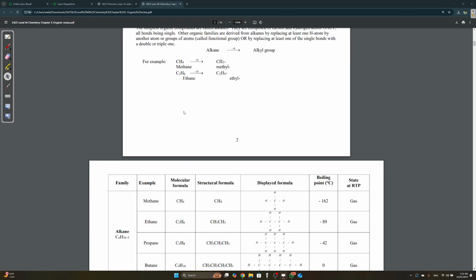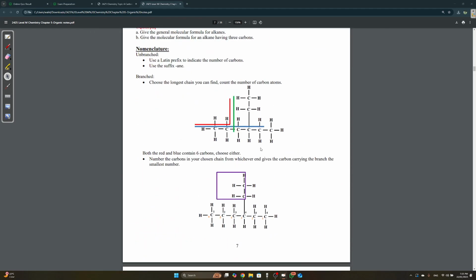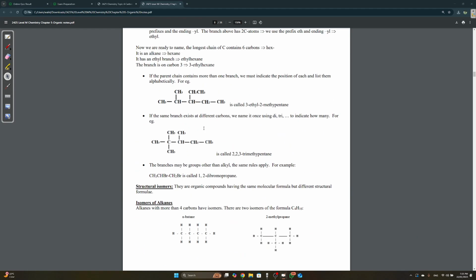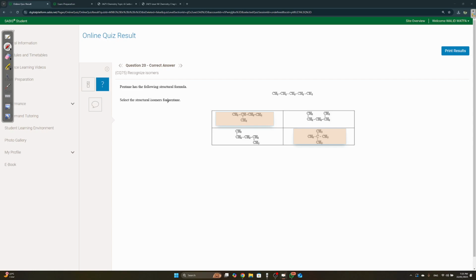But we have something called isomers. Okay, structural isomers. An isomer is any organic compound having the same molecular formula, but they just look different. So when I ask what are the isomers here, that means the ones that have the same formula but different structure. So let's see, what's the formula of this?